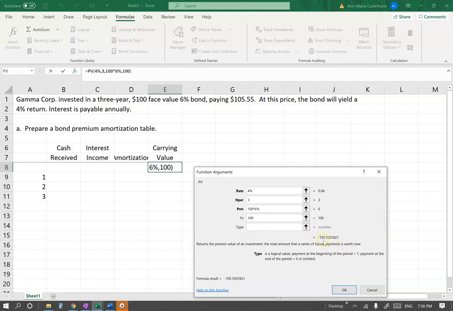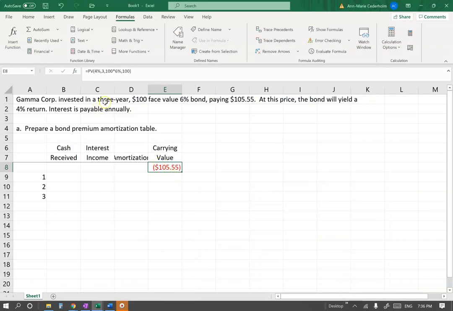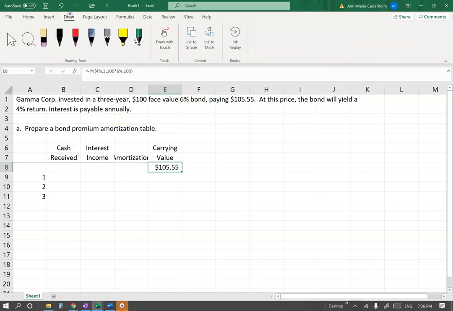And then right here, it comes out as negative 105.55. And just so I can show this as a positive, I'll just switch this sign around. So that's my premium. Now, I already knew this was a premium before calculating it because when the stated rate, which is 6%, is higher than the market rate, which is the yield, that means your bond is selling for more than the face value. Now, if those were reversed, then I'd be selling this bond for a discount.